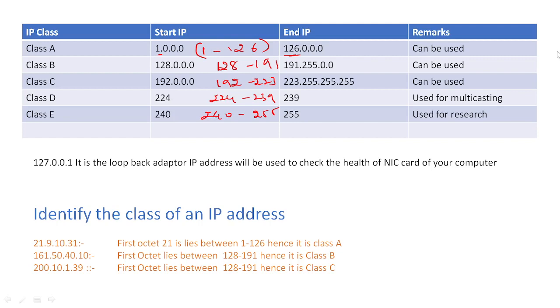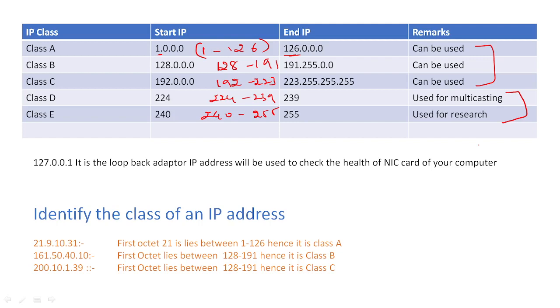See here in the remarks column, I have mentioned this can be used, this can be used, this can be used. But class D is used for multicasting, and class E is used for research purposes. So basically, the last two are not usable. We cannot use them. They are used for research and development and multicasting purposes. So we are not using them. Basically, the first three classes, A, B, and C, are the useful ones.